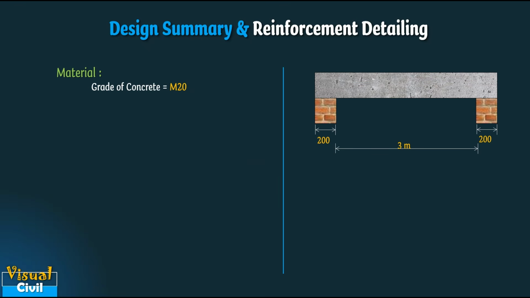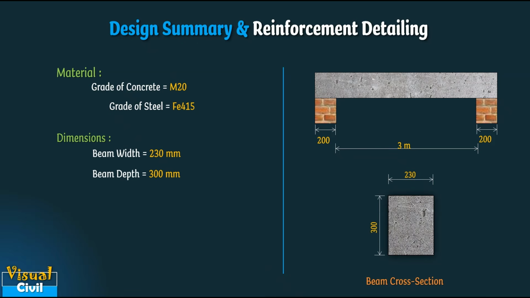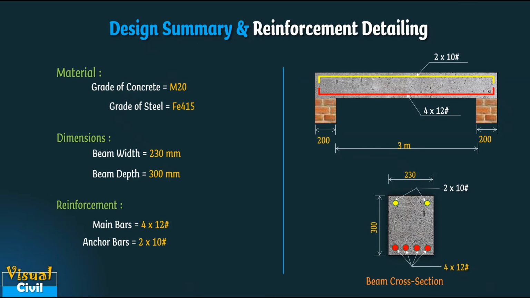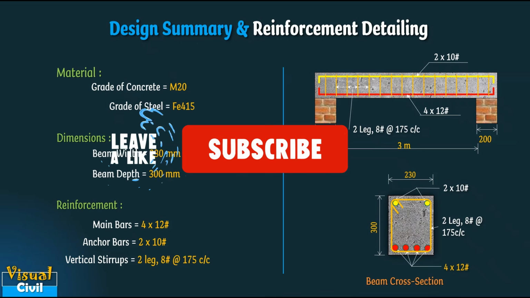Finally, let us summarize the design and the reinforcement detailing. A rectangular singly reinforced beam is designed with M20 grade of concrete and Fe415 steel. The width of beam is 230 mm while the depth is 300 mm. 4 number of 12 mm diameter bars are provided as main reinforcement at bottom, while 2 number of 10 mm dia bars are provided as anchor bars at the top. Two-legged 8 mm dia vertical stirrups are provided at spacing of 175 center to center.